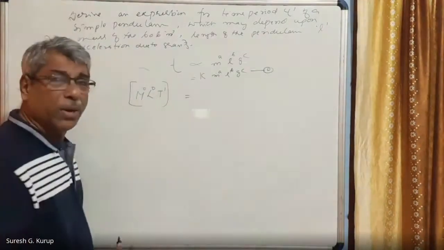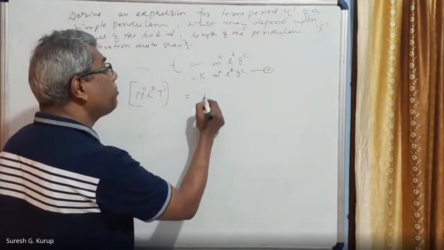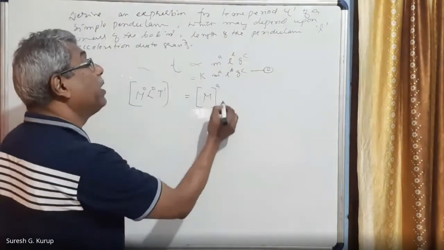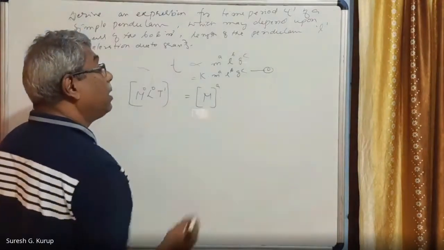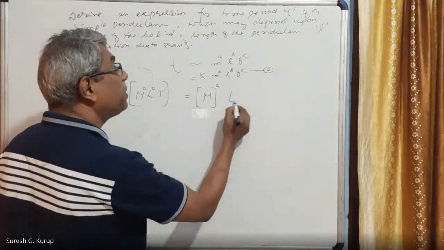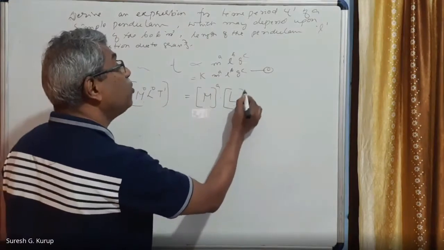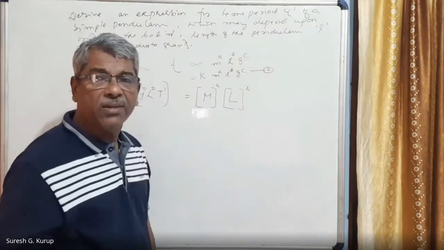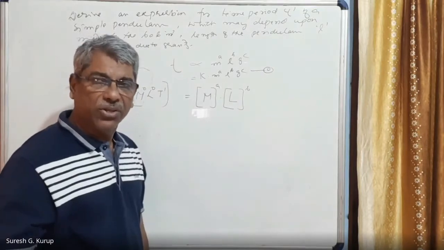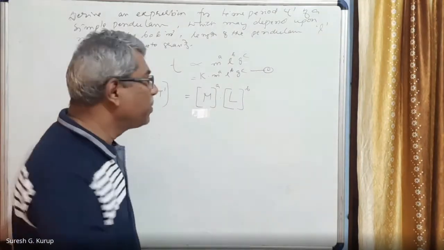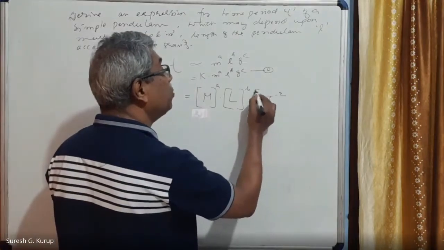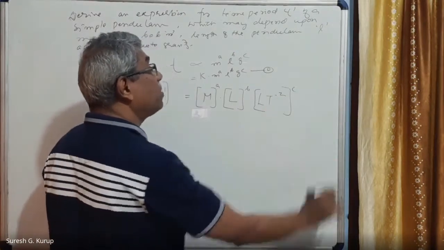K has no dimension. But the dimension of M is capital M, the whole raised to A, you will write. Into capital L, the dimension of length, the whole raised to B, you will write. And the last quantity is G. G means acceleration due to gravity. Acceleration due to gravity is acceleration only. Everybody knows that is L T raised to minus 2. This whole raised to C also we can write.